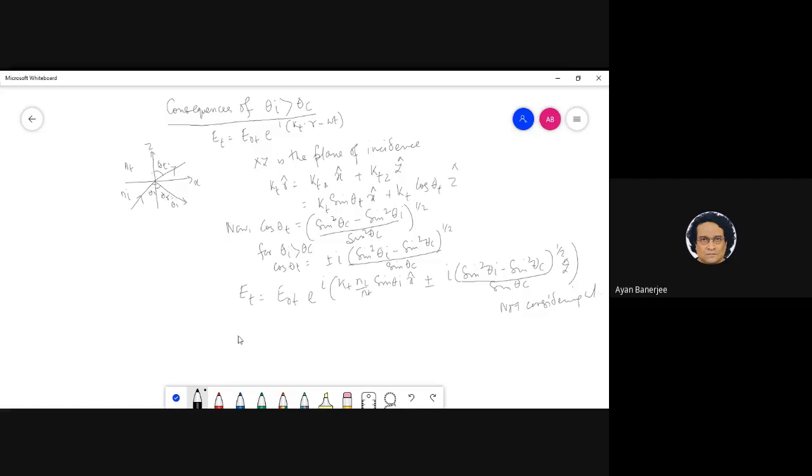So then what you're having is basically Et is e to the I kt ni by nt sine theta I x hat, and now comes the physics. So what is this telling you guys? So basically, in the z, what do you have?